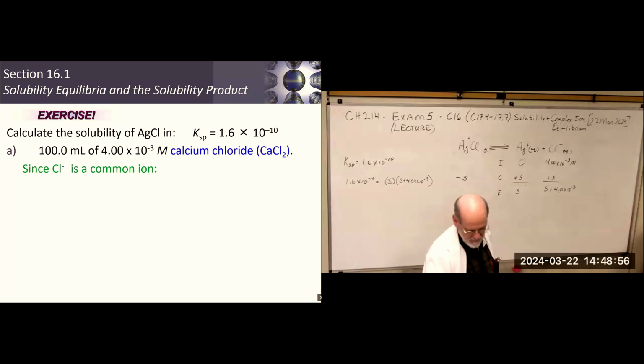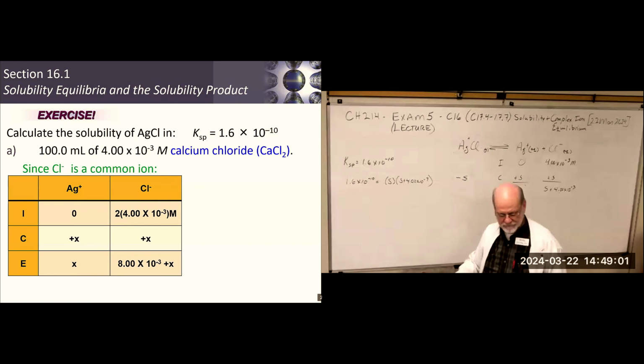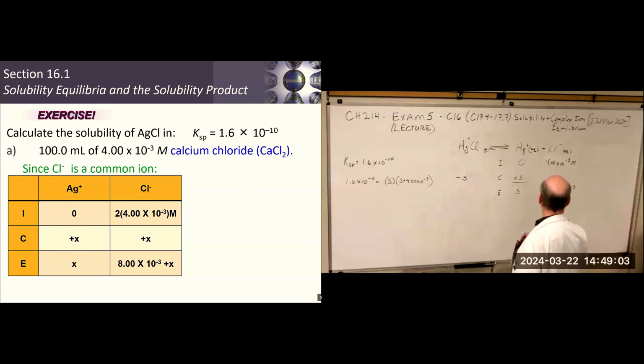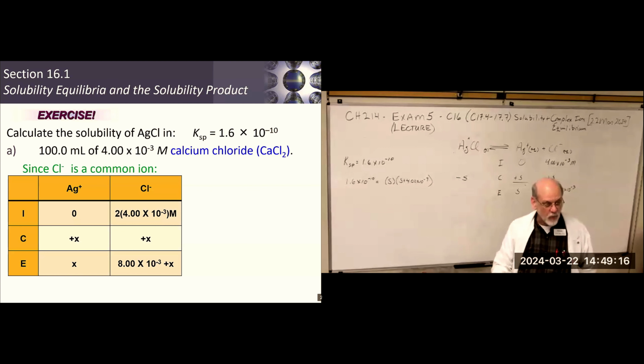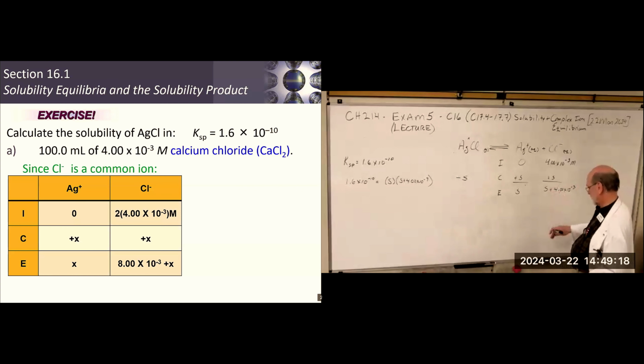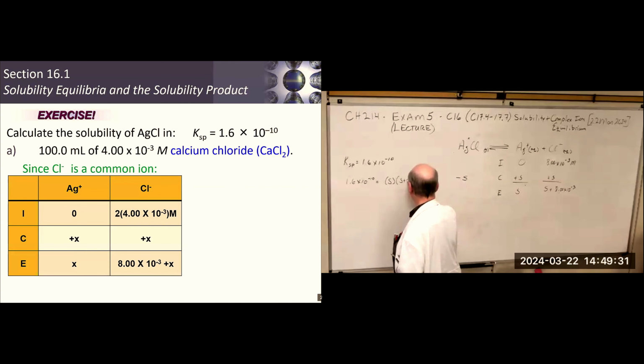All right, let's see. Yeah, there's our ICE table. Oh, wait a minute. Hold on a second. My mistake. 4 times 10 to the minus 3 molar calcium chloride. How much chloride is actually added? Twice. Yeah, we have to double it. Set myself up to fail my own exam. There we go. And this is going to be 8.